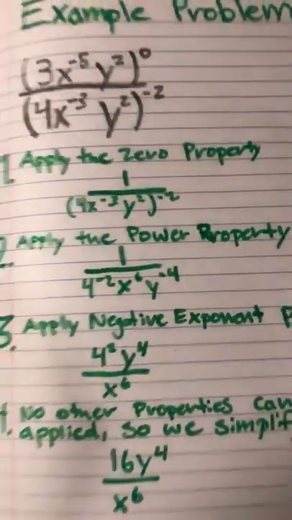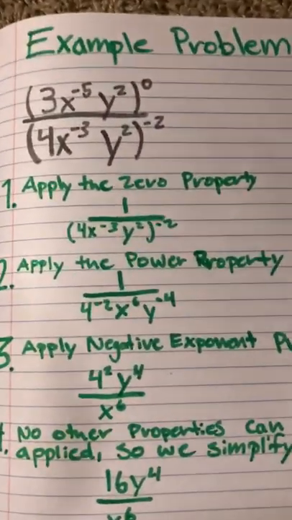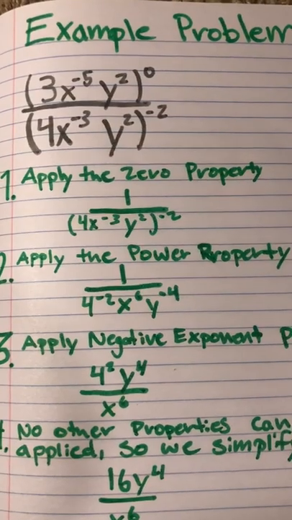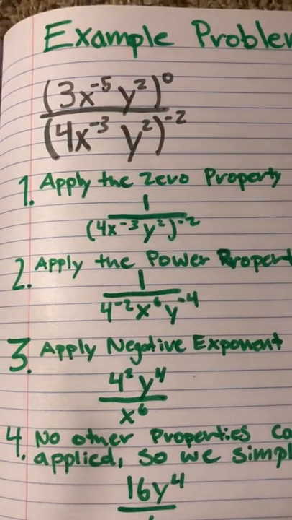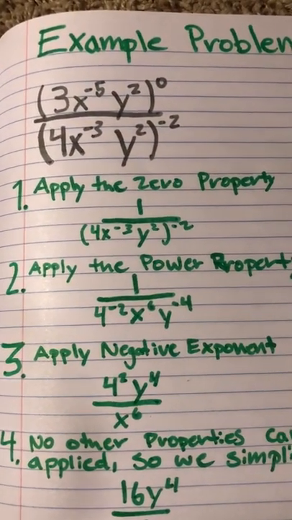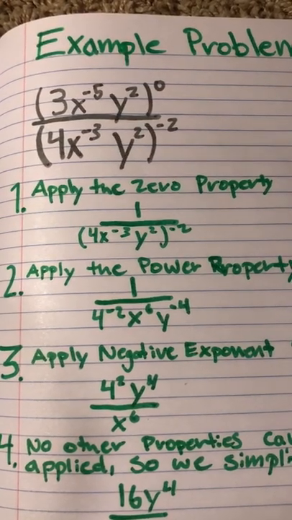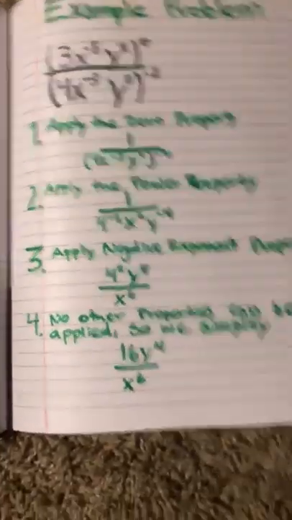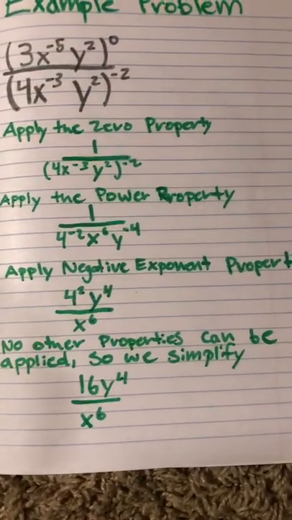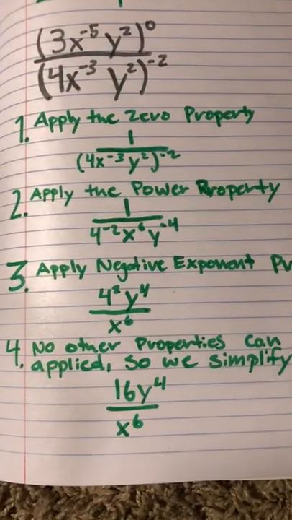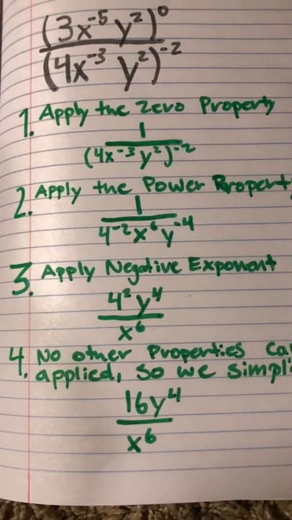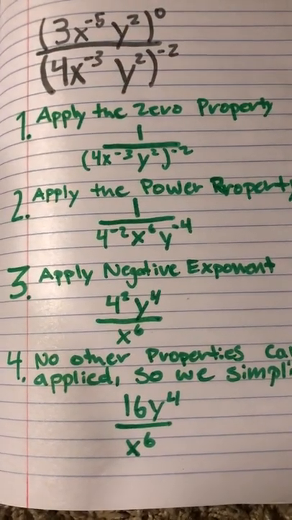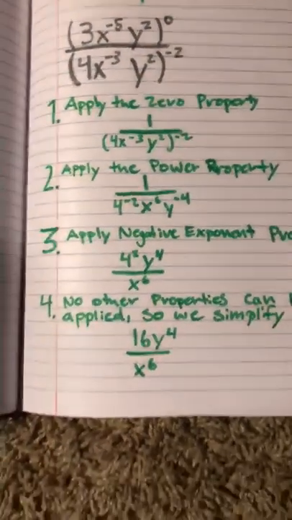Next, we apply the power property, which is distributing our negative 2 to all the numbers on the bottom side of our fraction, making it 4 to the negative 2nd, x to the 6th, and y to the negative 4th. Next, we apply the negative exponent property, which raises our negative numbers to the top of our fraction, making it 4 squared and y to the 4th over x to the 6th.